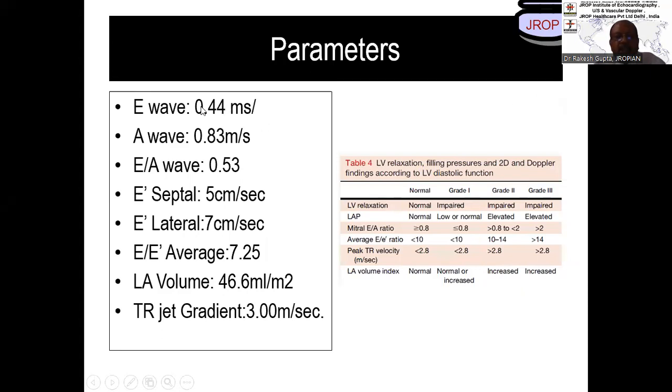You put these factors together, like 0.53. So it comes over here, 0.53, grade 1. Correct? Then E/E' average 7.25. It comes over here. TR jet velocity less than 2.8. This is higher on this side. Then LA volume is 46.6 ml. This is increased. So possibly this patient belongs to grade 1 diastolic dysfunction with raised LA volumes. Yes, sir. It's not grade 1 alone. It's grade 1 with raised LA volumes. Yes, sir. Okay. Great. Good.